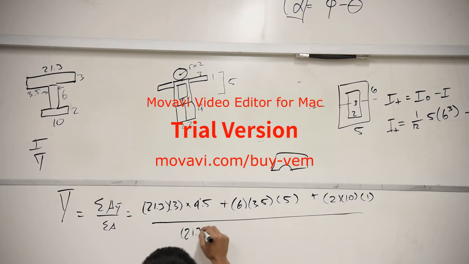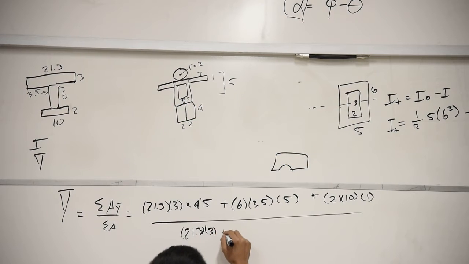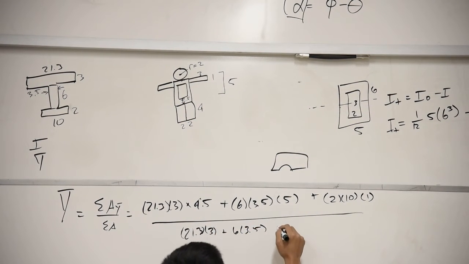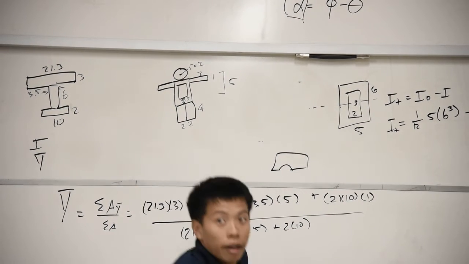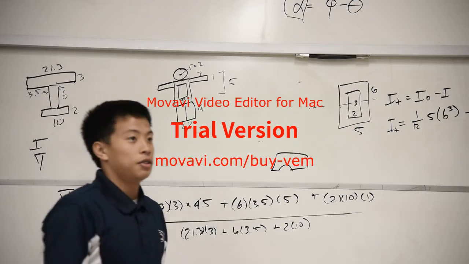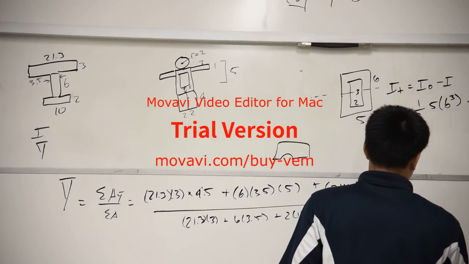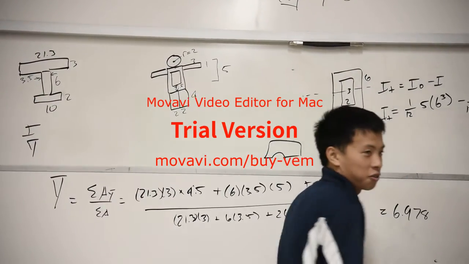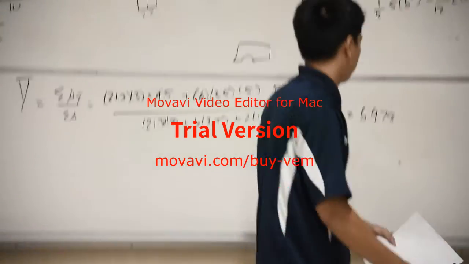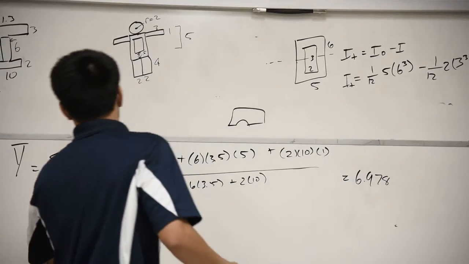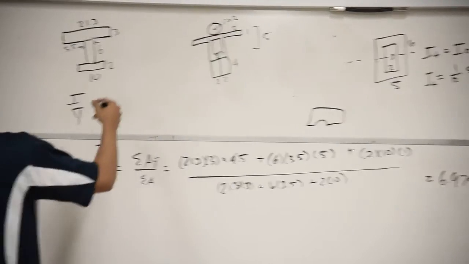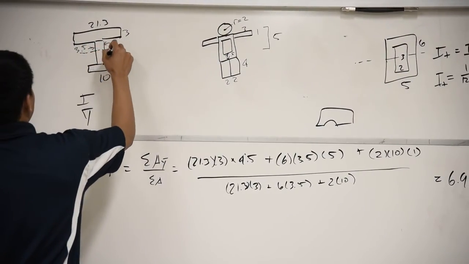21.3 times 3 plus 6 times... Does anybody actually get a number for this? Did anybody get a number? Yeah, 6.978. Maybe she'll give you ugly numbers, maybe she won't. I don't know. Alright, so there's your y bar. That should be like here.